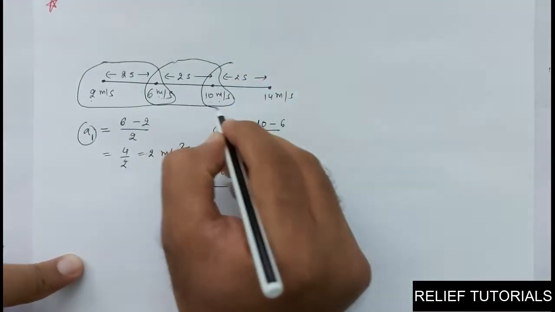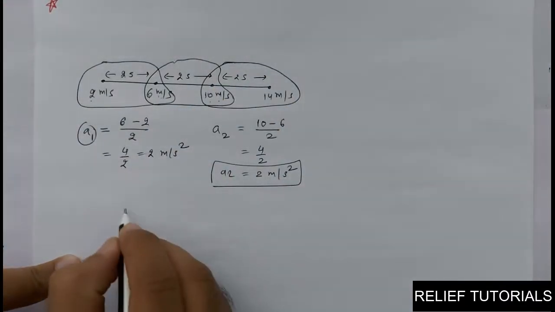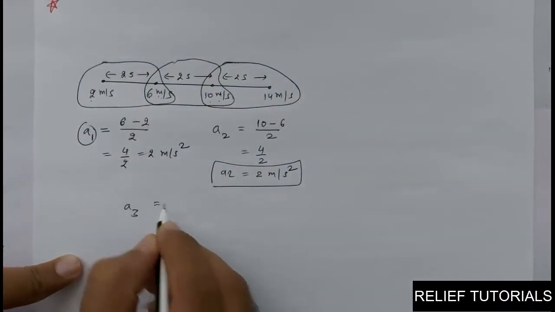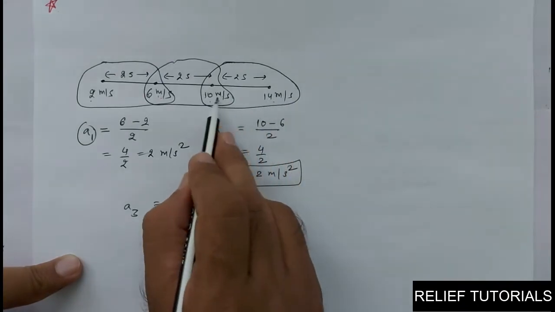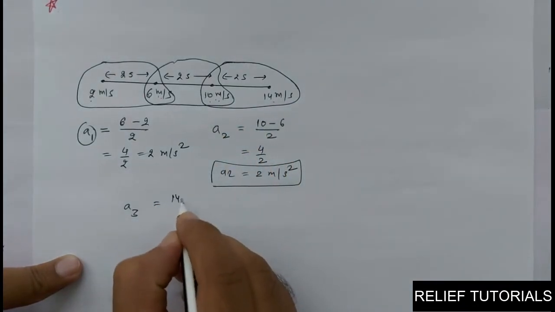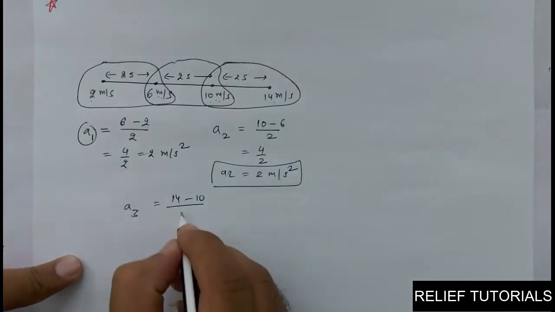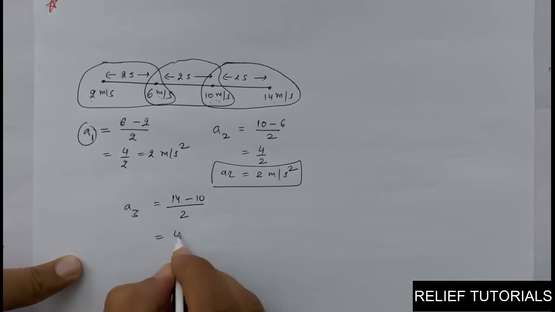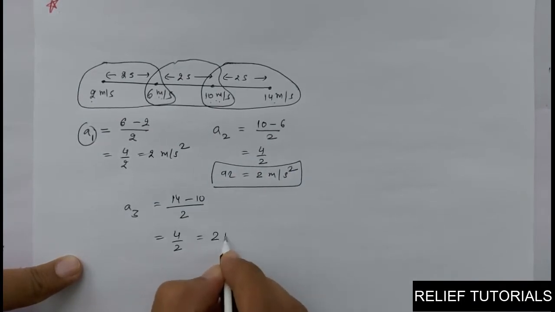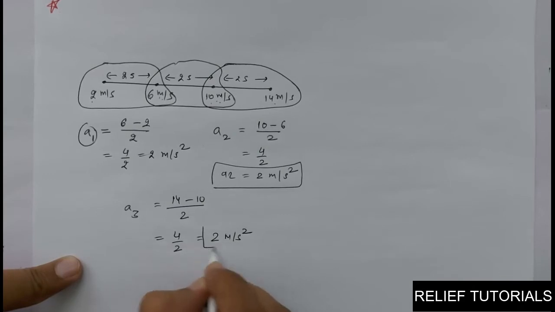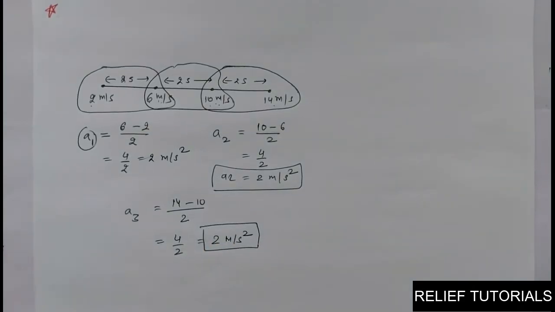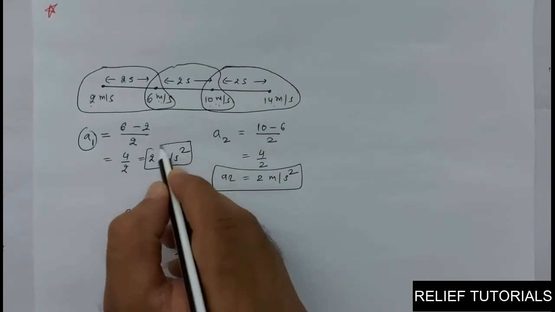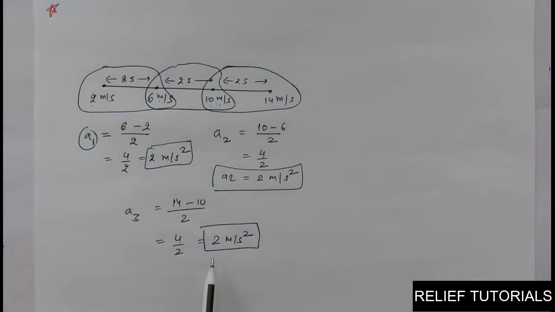Now the last part. In that also, the final velocity here is 14 and the initial is 10. So 14 minus 10 upon time required, which is 2. 14 minus 10 is 4, 4 by 2 is 2 meter per second square. So this is again the acceleration, 2 meter per second square.